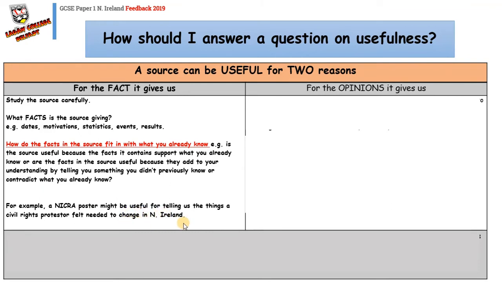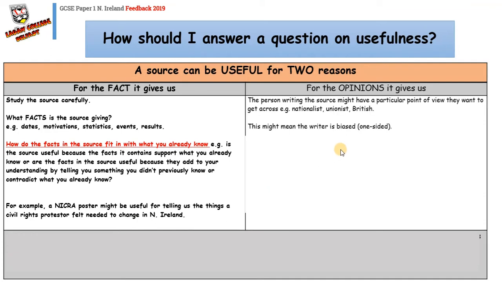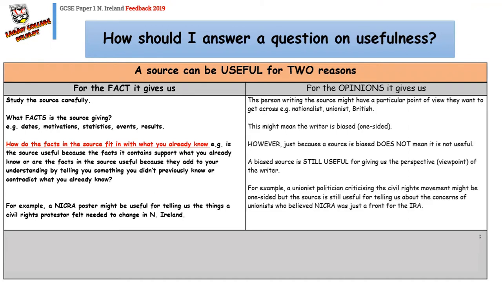For example, a poster might be useful for telling us the things a civil rights protester felt needed to change in Northern Ireland. What about opinions then? This is one of the most common mistakes that a history student might make. They might think, well, that's written by somebody in the IRA or written by a unionist, so it's definitely not useful. That couldn't be further from the truth.